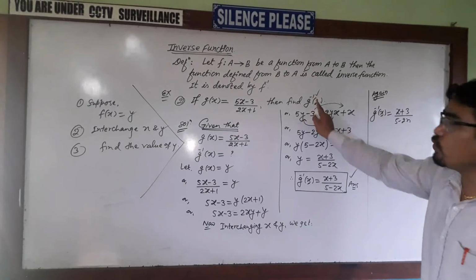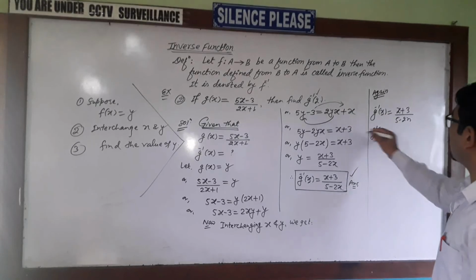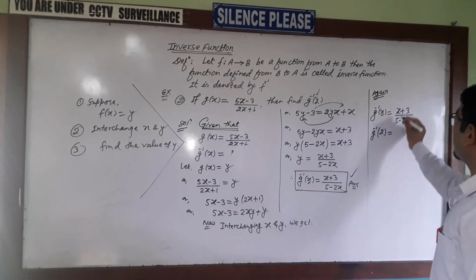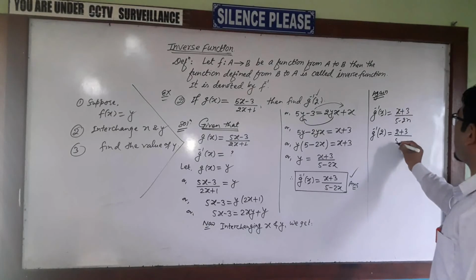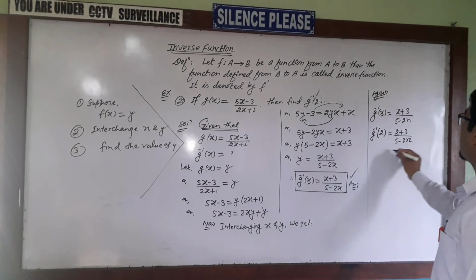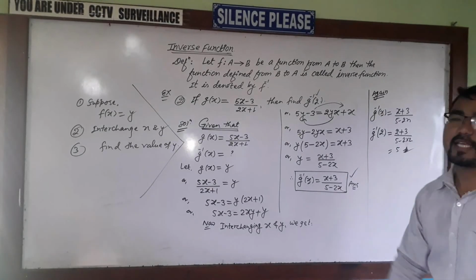So put here in g inverse x, in place of x we put 2. Then this is equal to 2 plus 3 divided by 5 minus 2 times 2. This means 2 plus 3 is 5, 5 upon 5 minus 4, which is 1, so 5 is the answer. So like this we can get it.